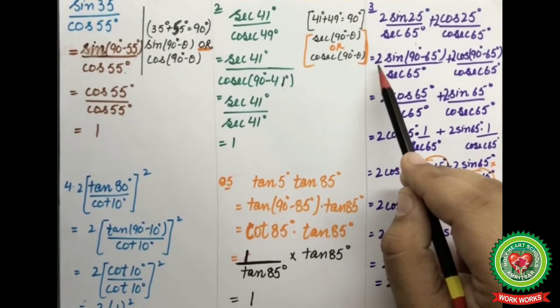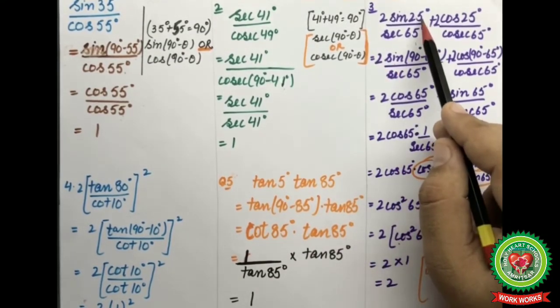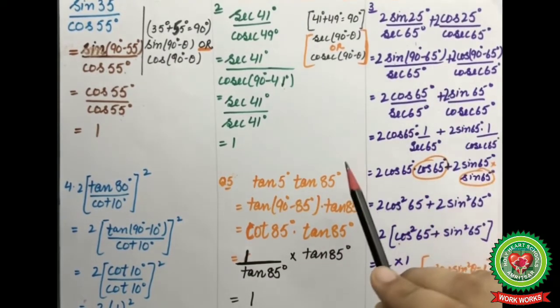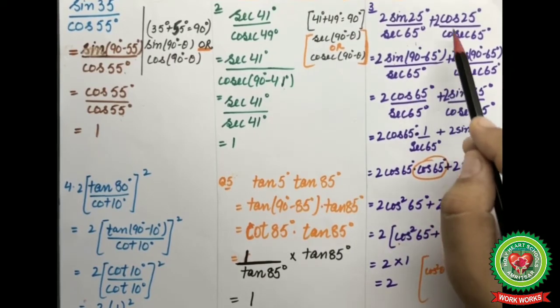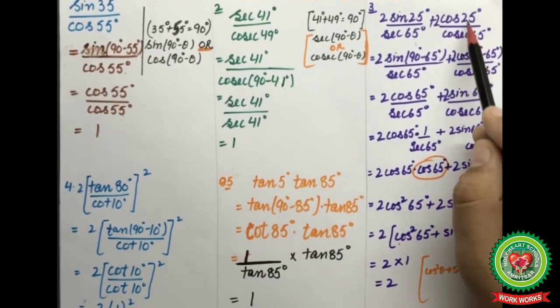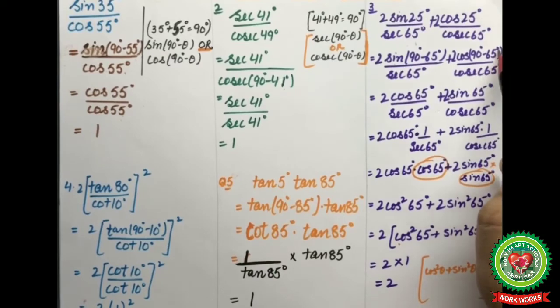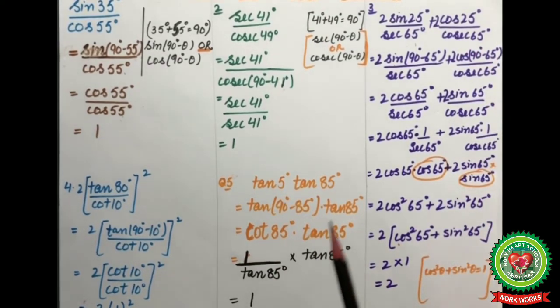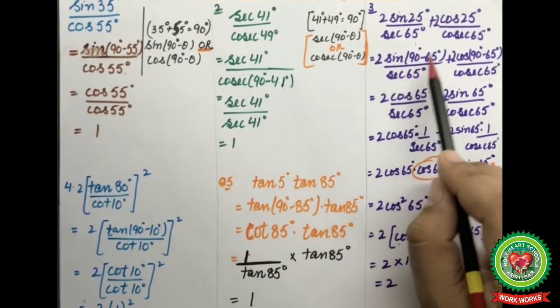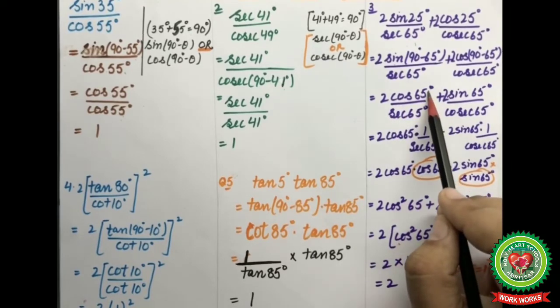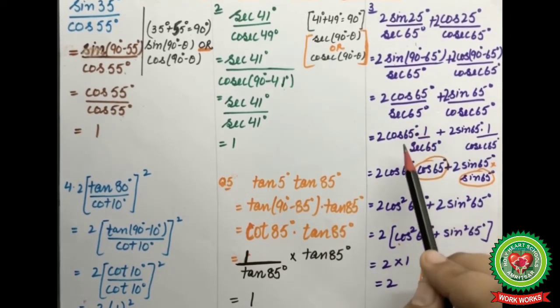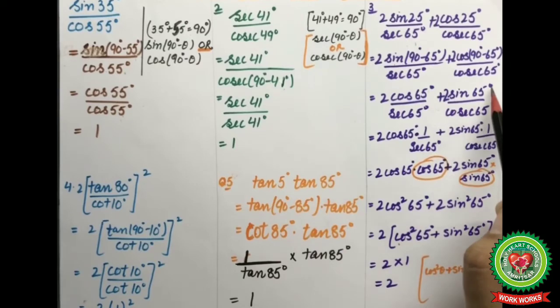So it will be equal to 2 sine, the complement of 25 is 90 minus 65, upon secant 65 as it is, plus 2 cos, the complement of 25 is 90 minus 65 degree, upon cosecant 65 degree as it is. So the complement of sine 90 minus 65 will come out to be equal to 2 cos 65 degree upon secant 65 degree plus 2 sine 65 degree upon cosecant 65 degree.